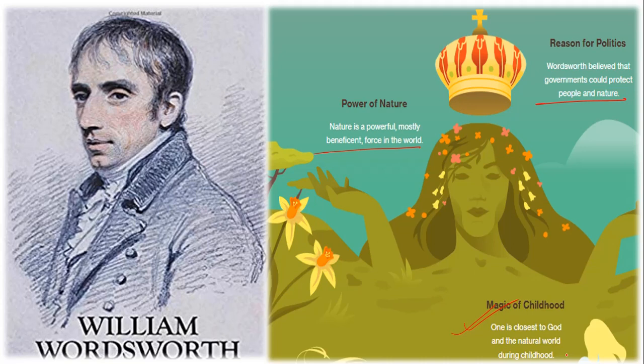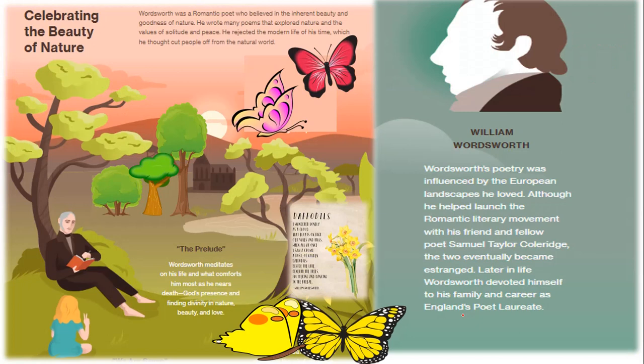He believed that childhood, the phase of being a child, was the best phase in a person's life, because at that time a person is the closest to nature and God. It's almost magical. So he believed in nature and the magic of childhood. Celebrating the beauty of nature: Wordsworth's poems are mostly about celebrating the beauty of nature.